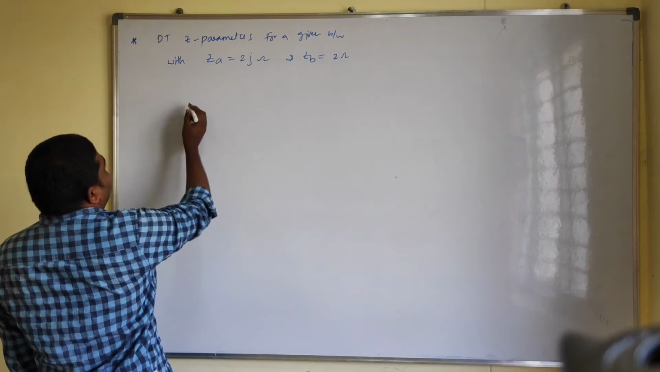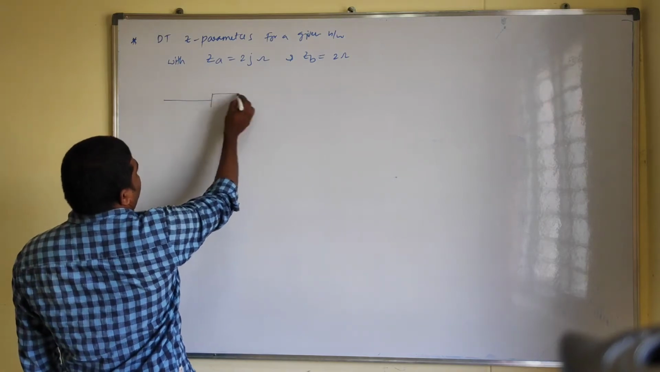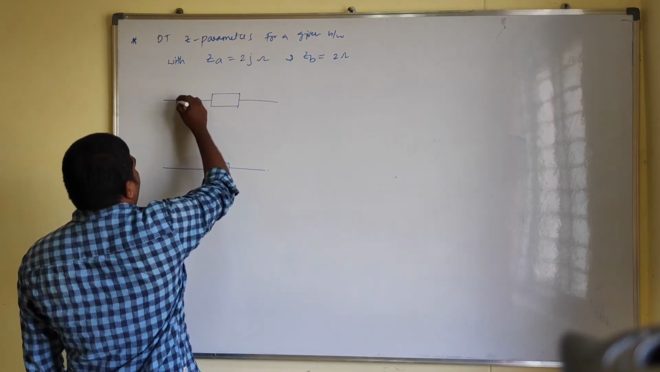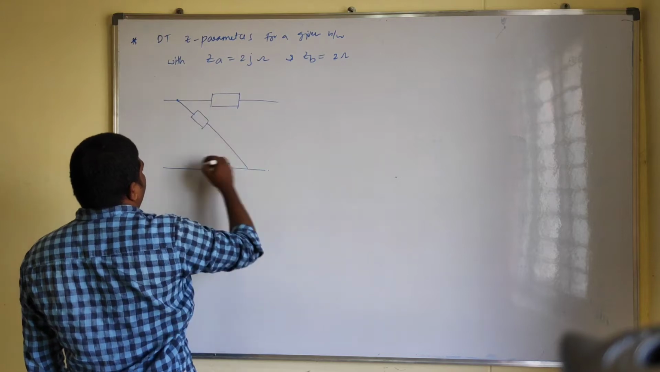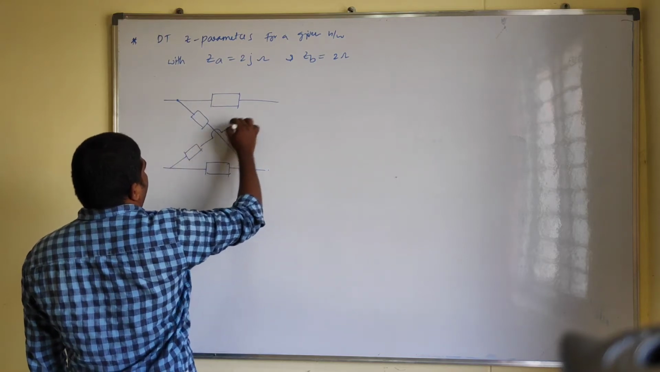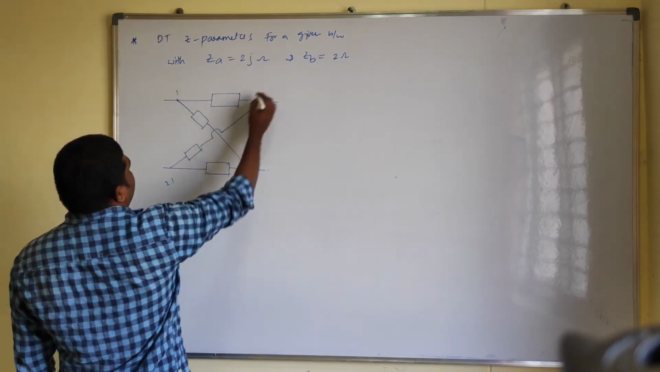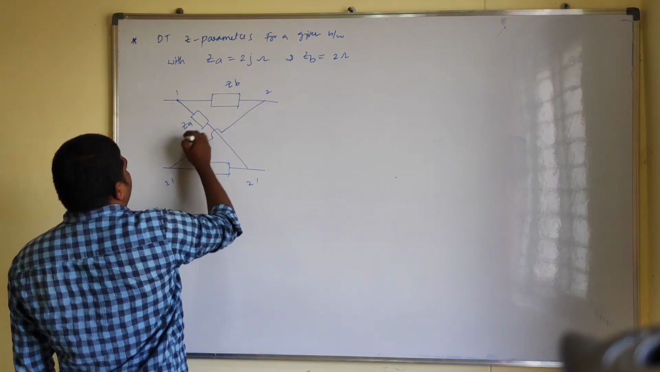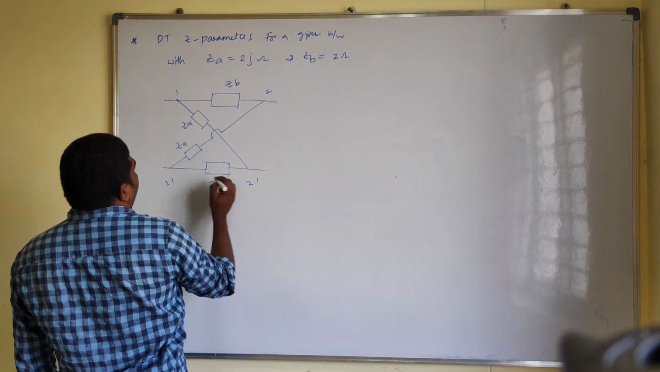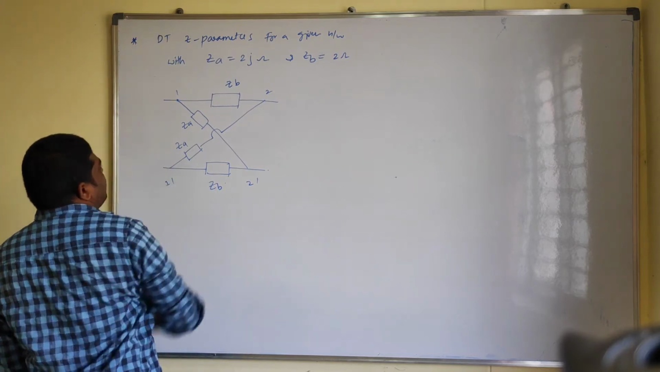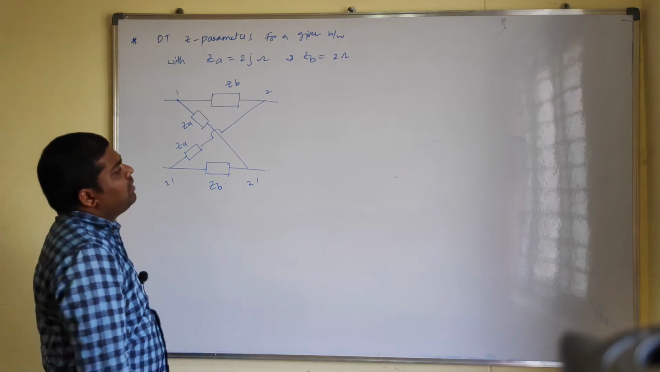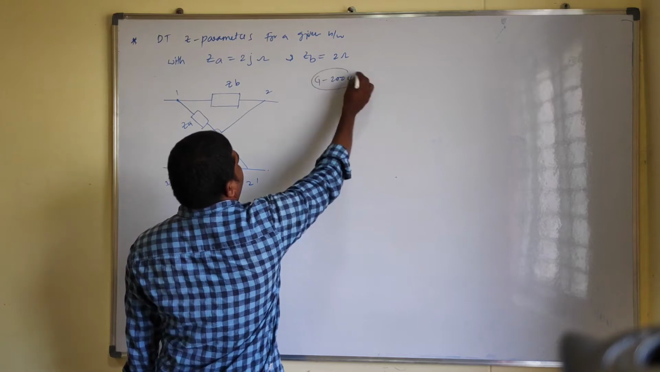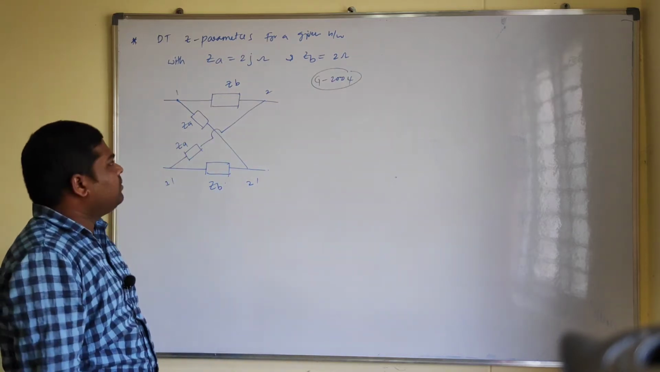So here the network is one dash, two dash, and this one is ZB, ZA, and ZB. So this is your network, which was asked in GATE 2004. Okay, so now listen.